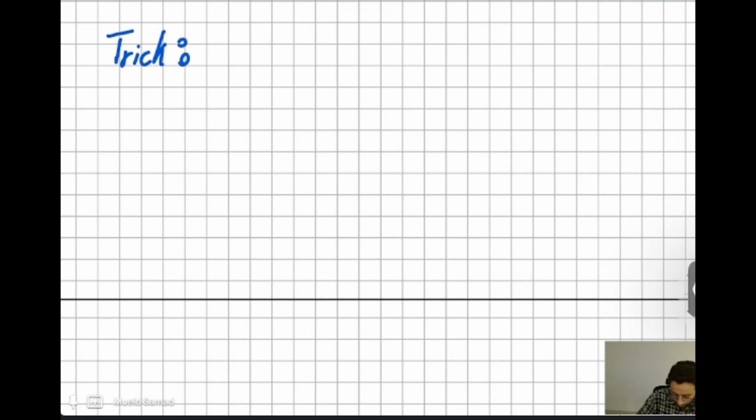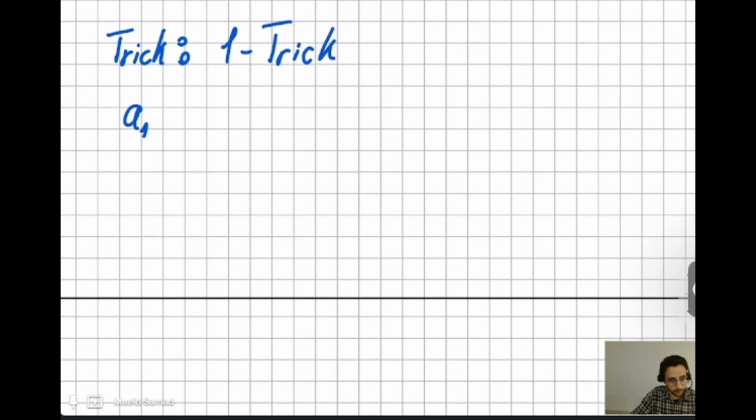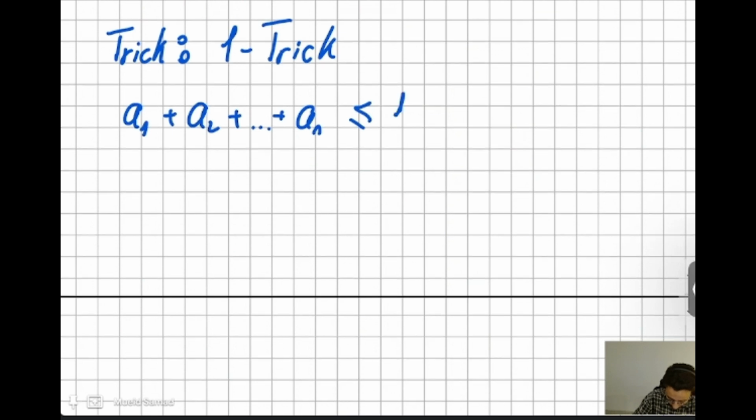It's called the one trick and the splitting trick. So we have two inequalities that we want to use. Let's start out with the one trick. So this is basically the following inequality. We have 1 plus a1 plus a2 till an, n real numbers, which is smaller or equal to the square root of n times a1 squared plus a2 squared, and so forth, till an squared.